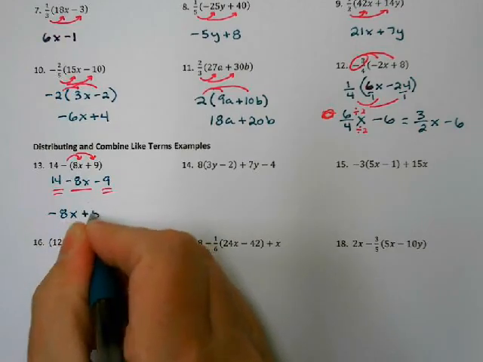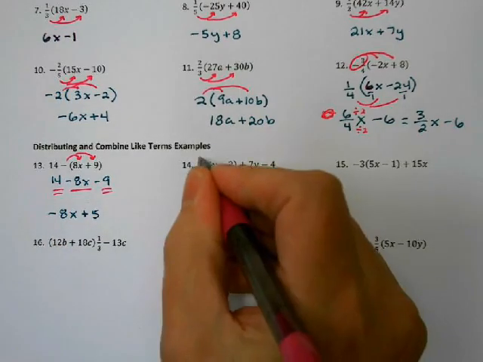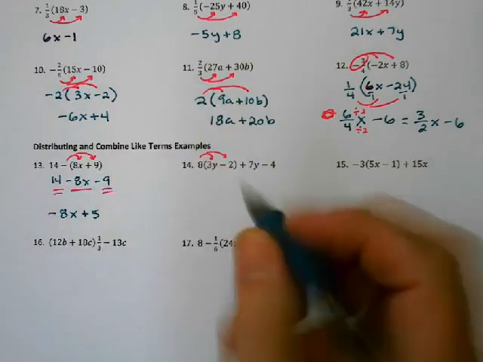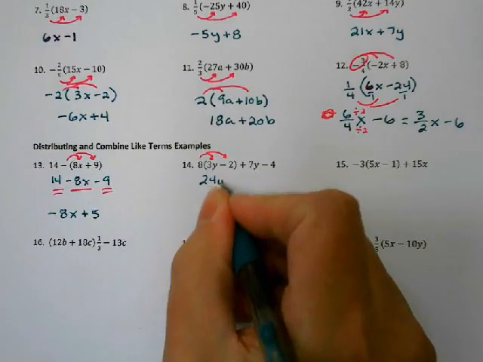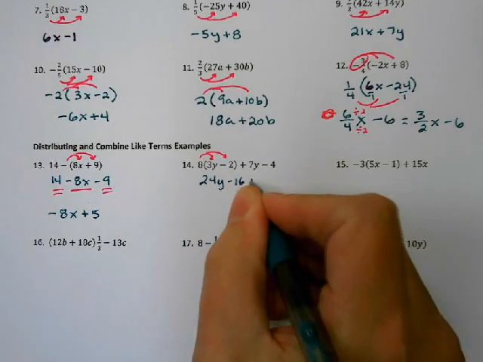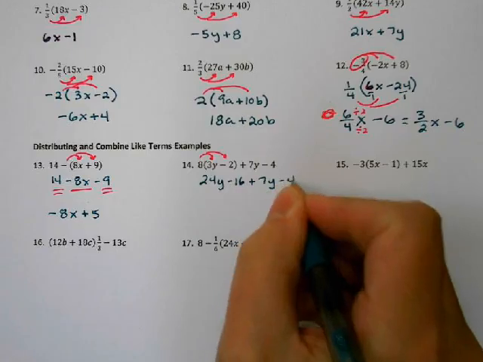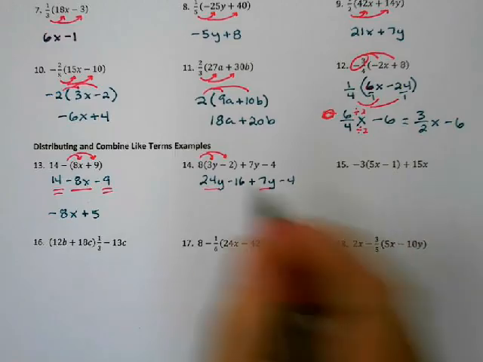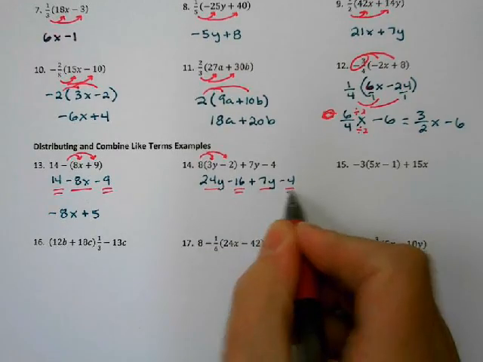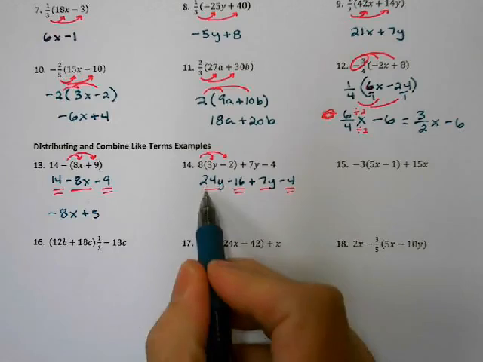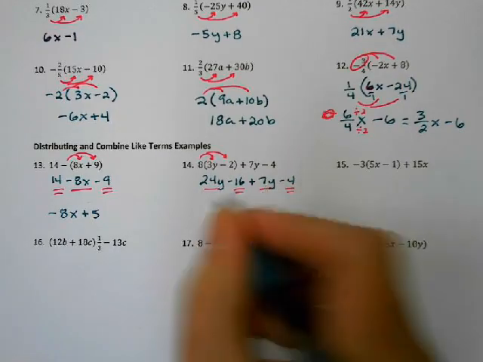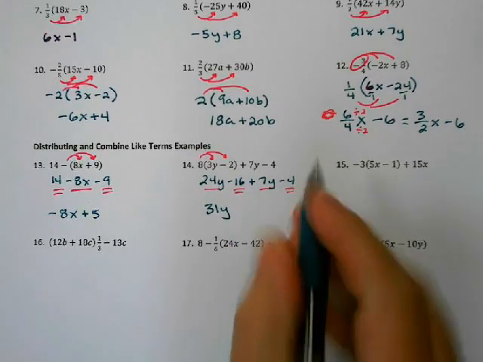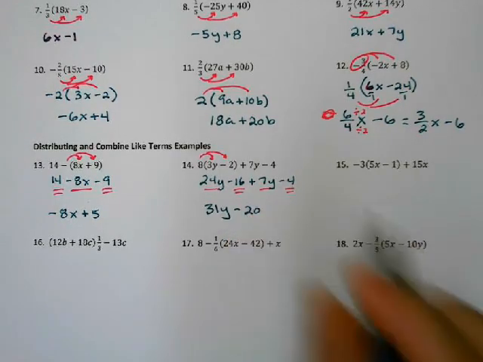Next one, I'm going to distribute the 8 to this one and this one. That's going to give me 24y minus 16 plus 7y minus 4. I've got like terms of the 24y and 7y, and my constants are like terms. So variables go first, 24 plus 7, that's 31y, and then -16 minus 4, that'd be -20. They're both negative, so I add the numbers and keep the sign.